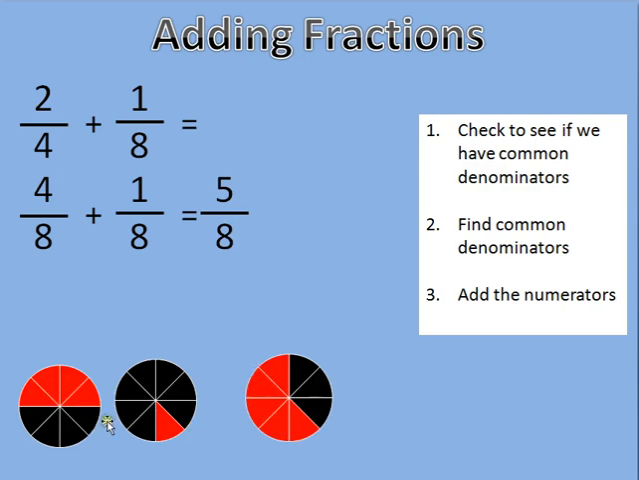So if I take my 4/8 and add one more to it, I have 5/8 now. 1, 2, 3, 4, and one more makes 5. And my denominator, 8, is how many pieces I broke the whole into. 1, 2, 3, 4, 5, 6, 7, 8. Now, sometimes I'm going to have to find common denominators when one of them isn't a multiple of the other. So let me show you one of those.